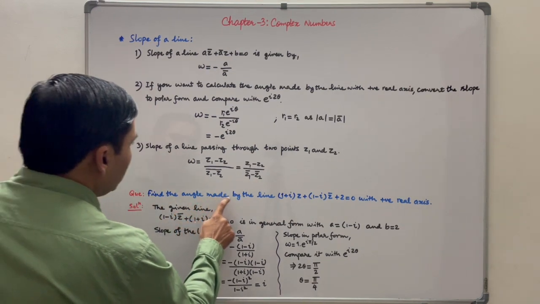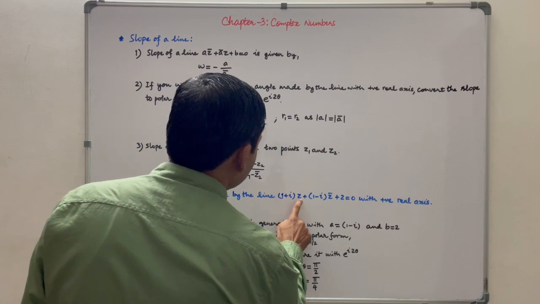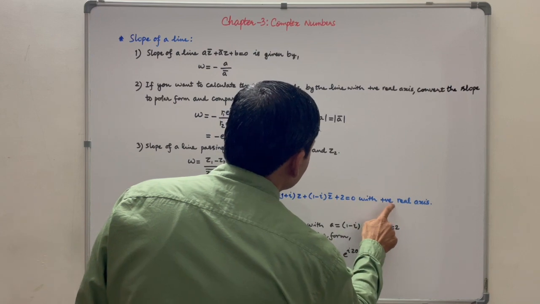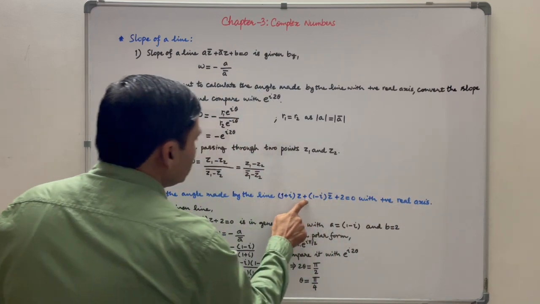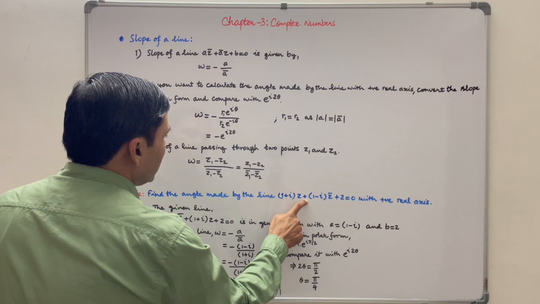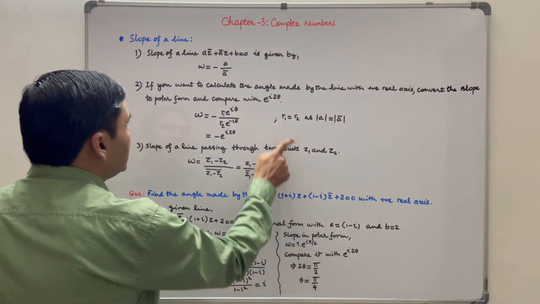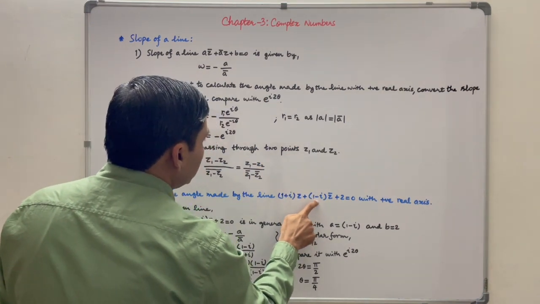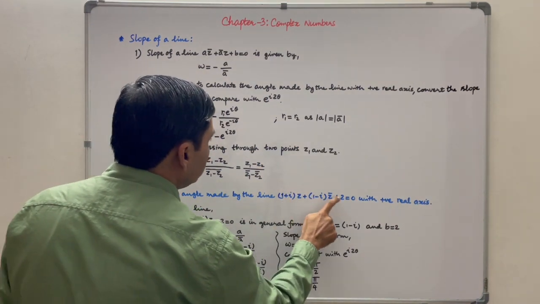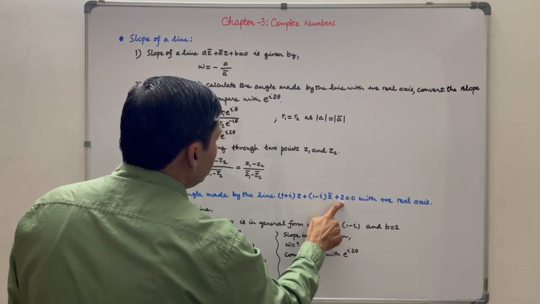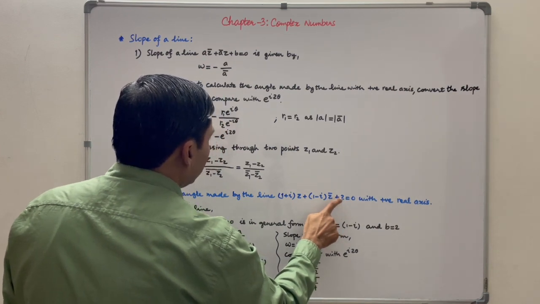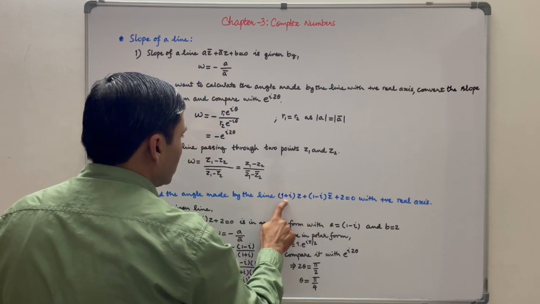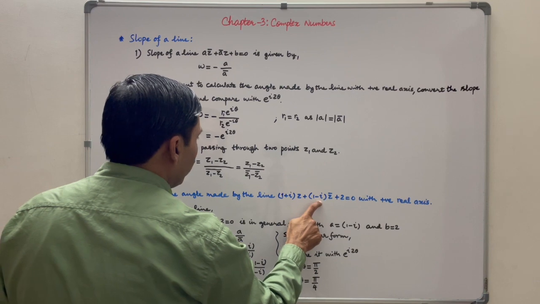Question. Find the angle made by the line (1 plus i) z plus (1 minus i) z bar plus 2 is equal to 0 with positive real axis. First, we will make sure that the given line is in general form. Compare the given line with the general form of a straight line. So we get a is equal to 1 minus i, a bar is equal to 1 plus i, and b is equal to 2. B should be purely real, which is correct. If a is equal to 1 minus i, a bar should be 1 plus i, which is also correct. So the line is in general form.